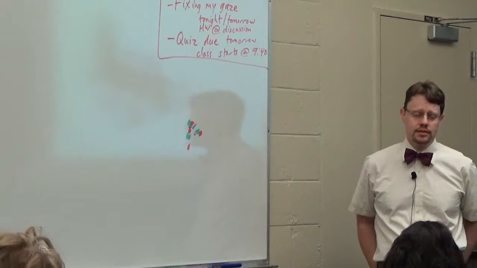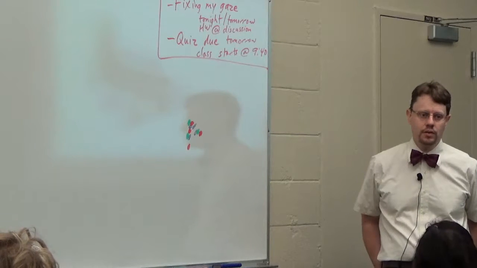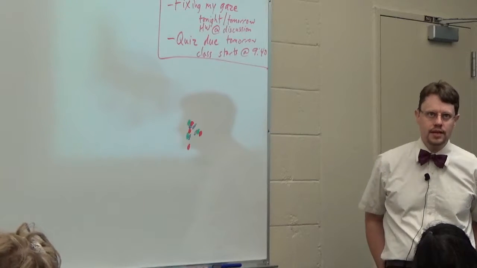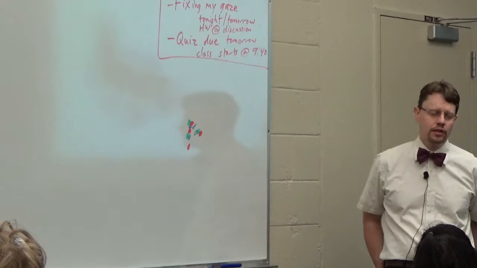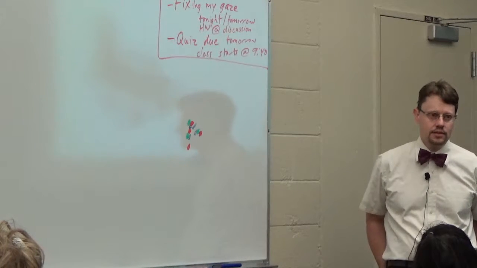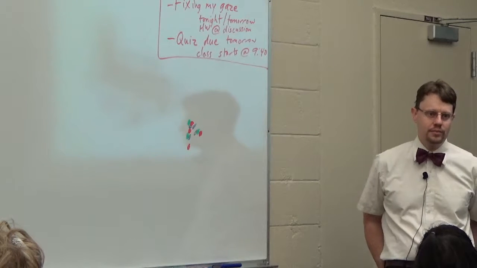Your auditory system processes information a lot more quickly. You can distinguish sounds that are 10 milliseconds apart or less, but your visual system is at best about 50 milliseconds or so.